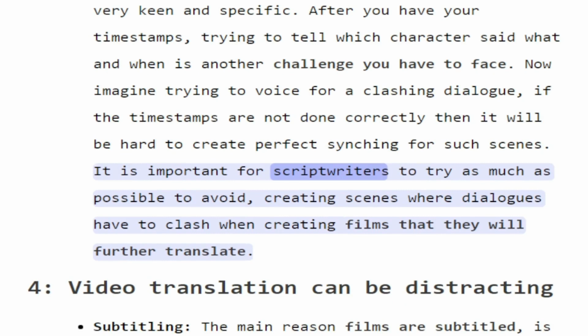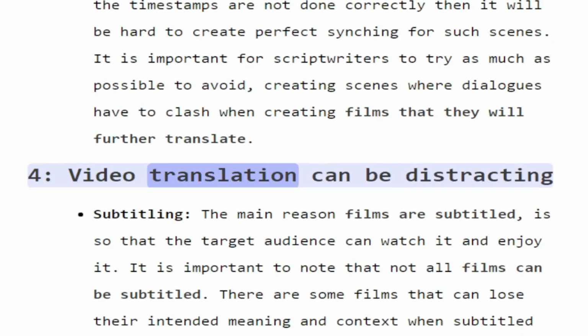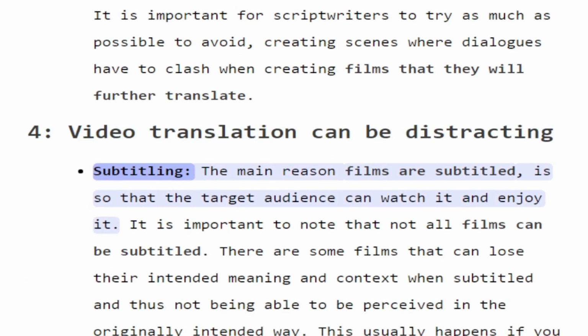It is important for scriptwriters to try as much as possible to avoid creating scenes where dialogues have to clash when creating films that they will further translate. Video translation can be distracting. Subtitling. The main reason films are subtitled is so that the target audience can watch it and enjoy it.